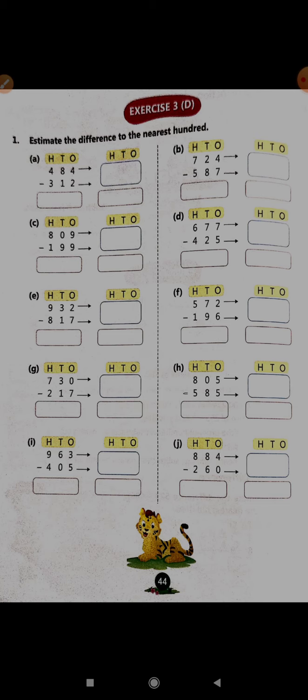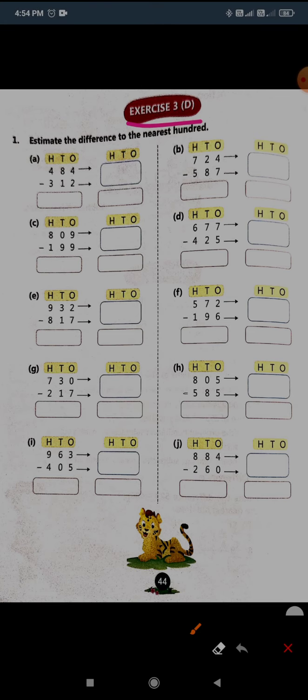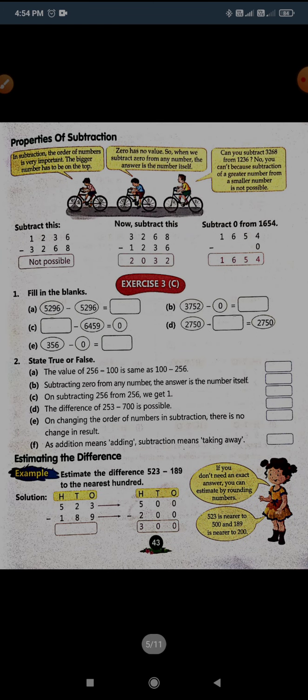So, this is Seema Kumar in front of you, and today I made this video to make you understand this exercise 3D. In this exercise, I will make you understand how to estimate the difference to the nearest 100. For that I want to show you one example that is given in your textbook. So see page number 43.